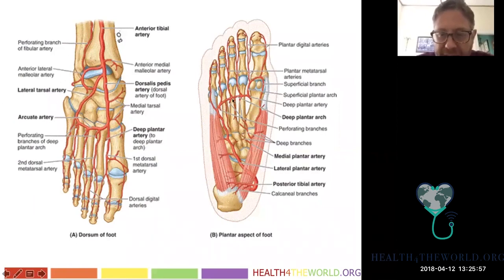There is a deep plantar arch that is on the plantar surface, and directly opposite that on the dorsum of the foot is the arcuate artery, and these send branches that go between the metatarsals. All right, so there's two arches of the foot. There's the arcuate, which is on the dorsum, and then there's the deep plantar arch. All right, so the anterior tibial artery comes down, becomes the dorsalis pedis. That's where we saw that aneurysm on that prior slide. Comes on down, and it's going to become the arcuate artery, and it's going to give off branches that are going to go to the deep plantar arch.